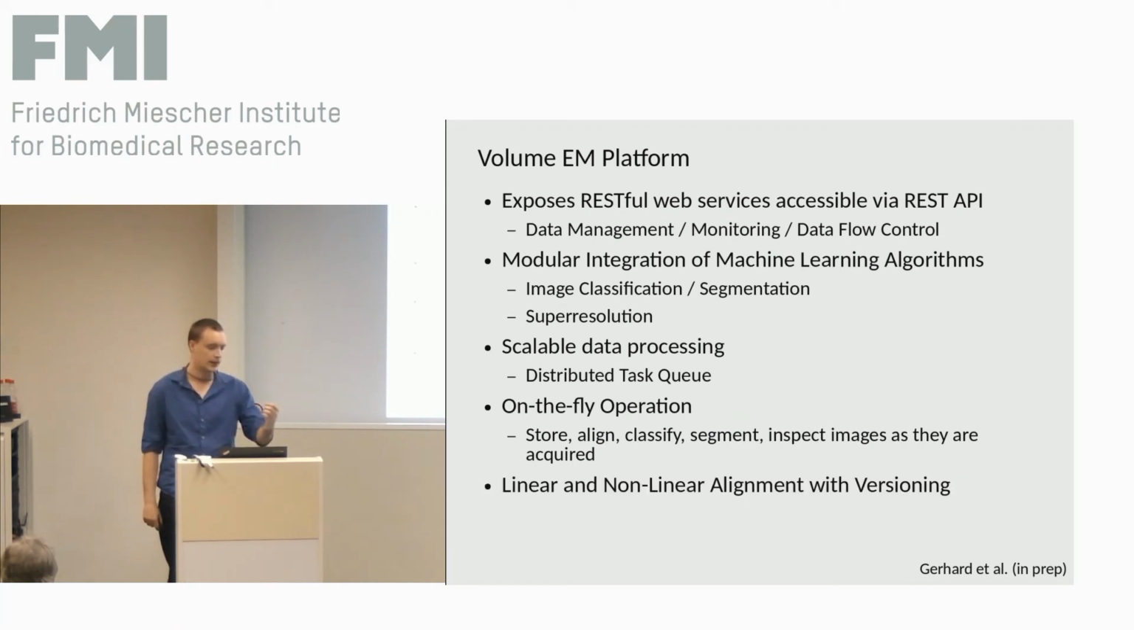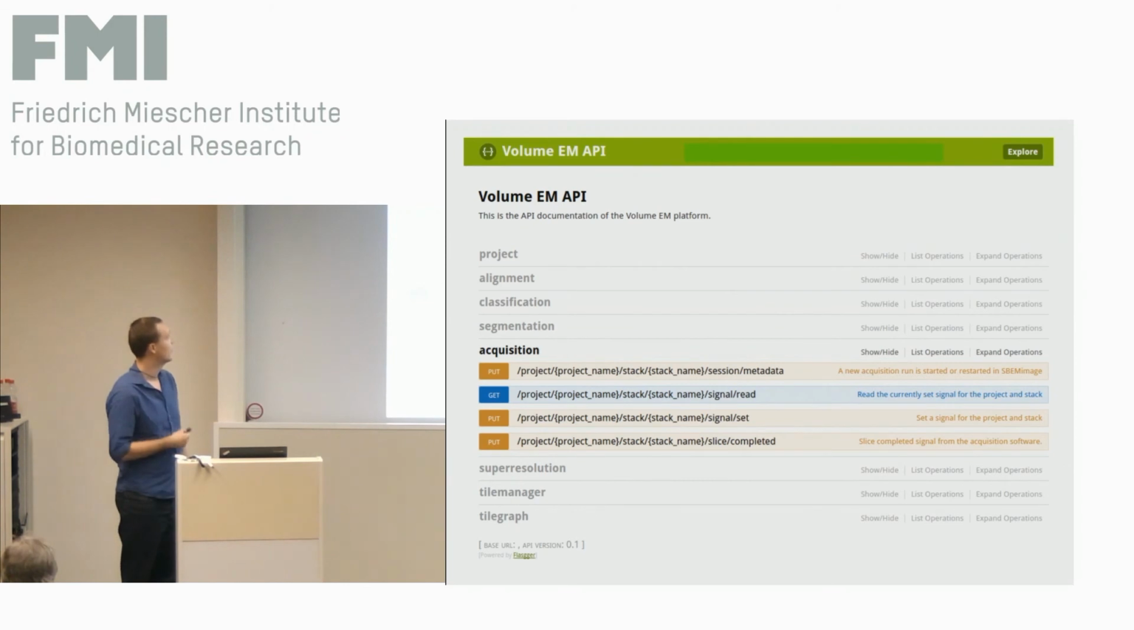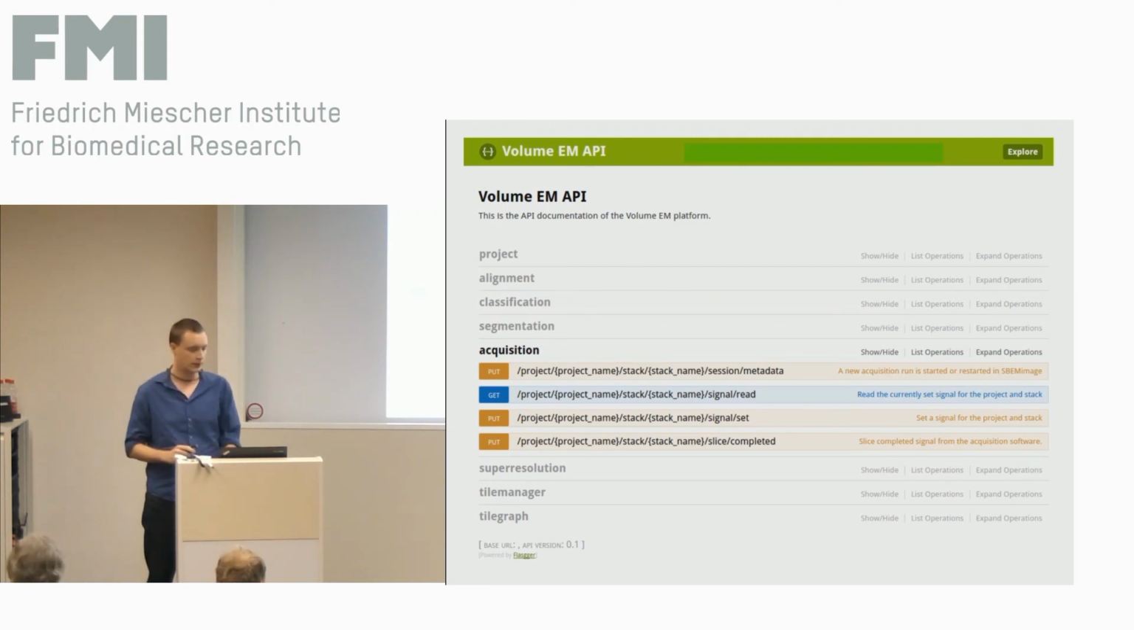I didn't talk about this, but there are also some versioned alignment procedures that are implemented in the Volume EM platform. Mostly that's it at the moment. So just an overview. For the documentation, for instance for the acquisition API, you can say, okay, start a new acquisition run. At the moment, SpamImage uses this API to tell the platform, okay, I started a new acquisition, and it pushes the metadata into the system during acquisition. And there are also a lot of other functions in the other APIs to use.